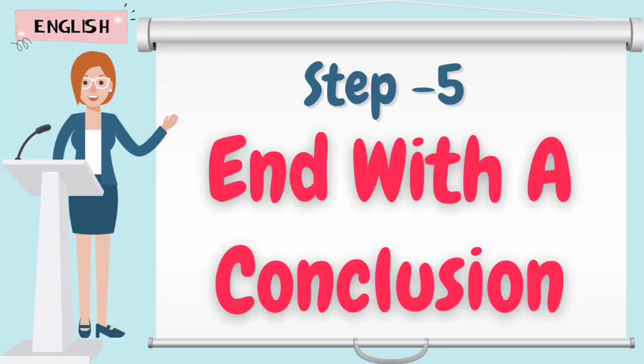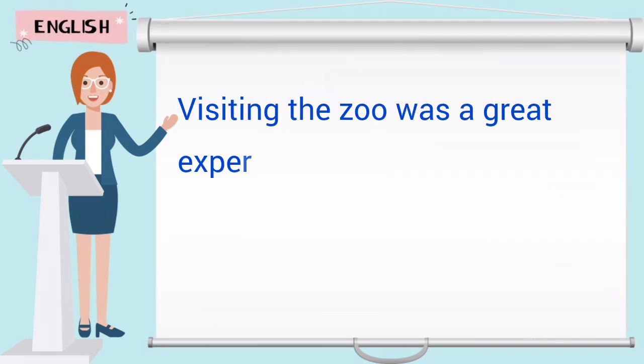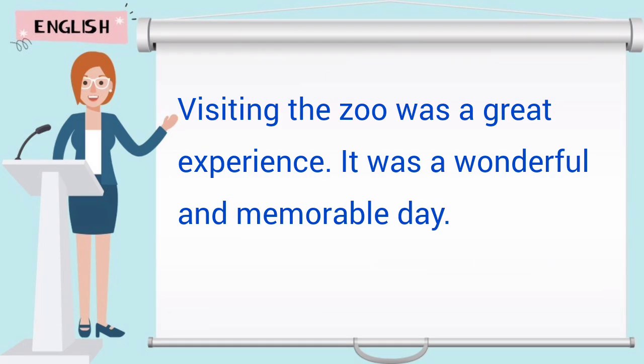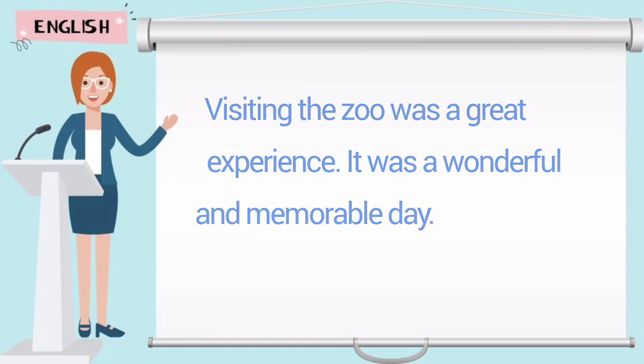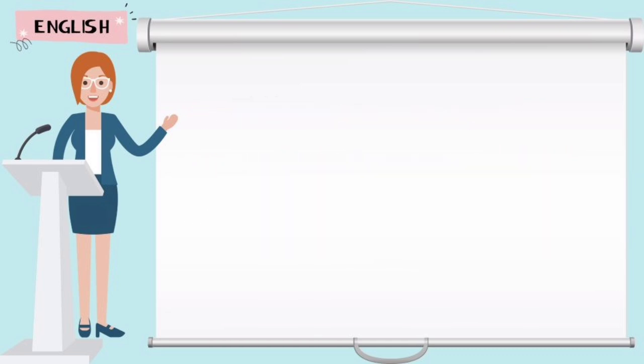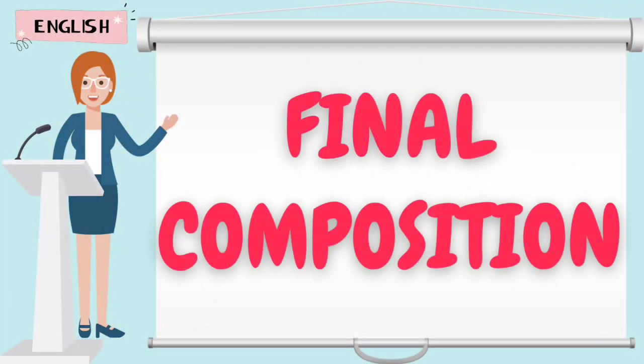Finally, we should write a short conclusion about the overall experience. For example, we can write, visiting the zoo was a great experience. It was a wonderful and memorable day. This line gives a good ending to the composition, and that's it. Your composition in about 80 to 100 words is complete. And this is the final composition.